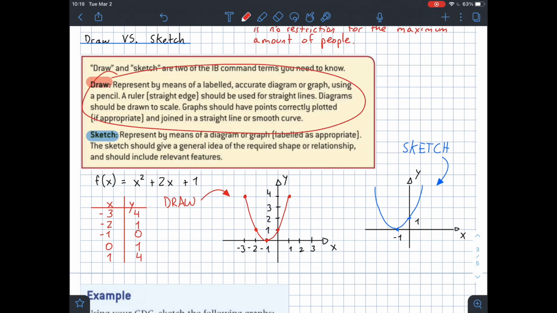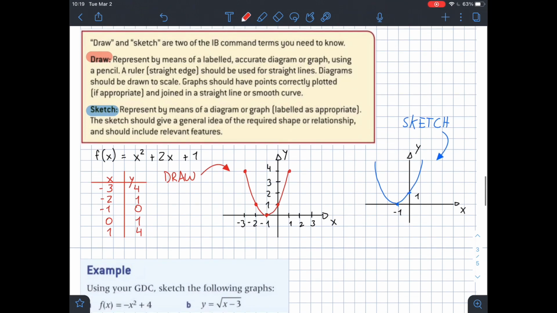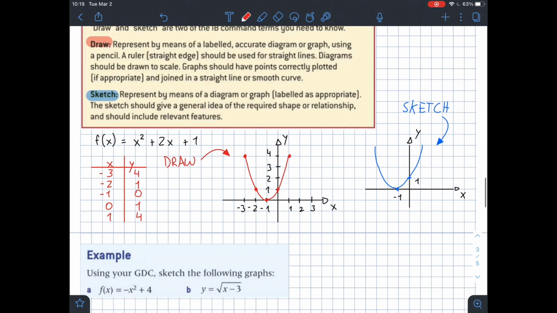Basically, draw is doing a very neat drawing, right, or a very neat graph. You need to plot various points. You need to mark labels, you need to mark your scale, everything should be very, very neat. While sketch, it says, represent by means of a diagram or graph, labeled as appropriate. The sketch should give a general idea of the required shape of the relationship and should include relevant features. This is a very important thing you need to consider when doing a sketch.